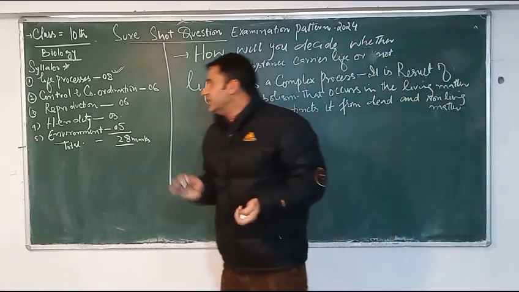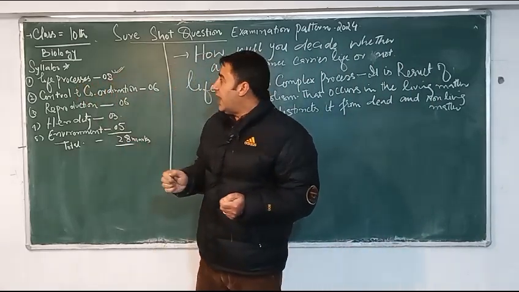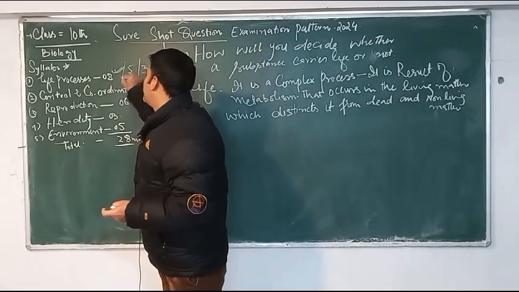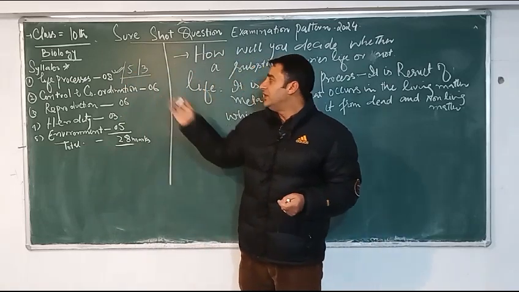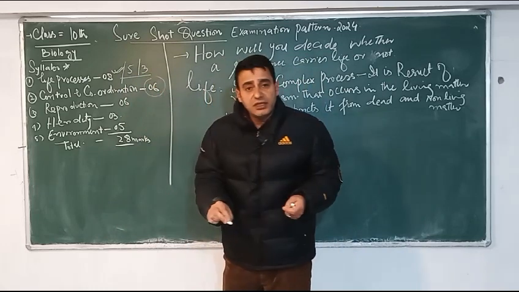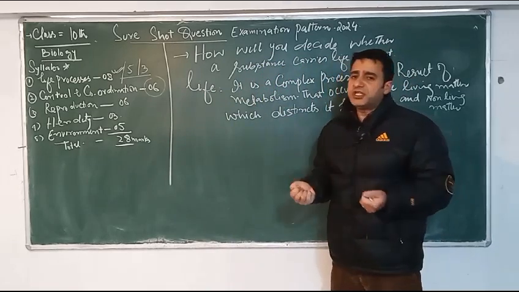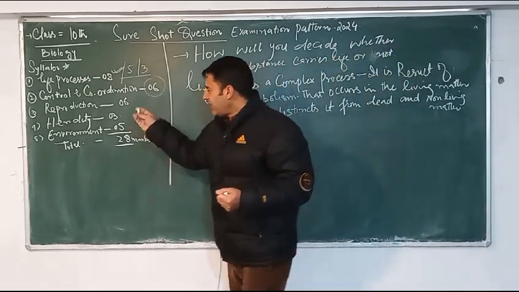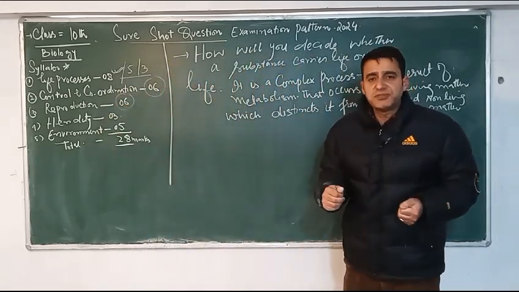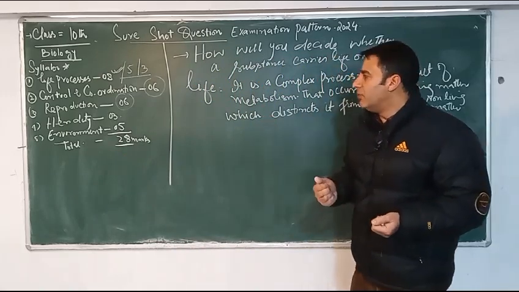The syllabus of biology is given here. It has life processes carrying 8 marks, and there is a probability of a 5 marks question and a 3 marks question from this unit. Then there is control and coordination that carries 6 marks. Hence, there is a probability of 1 mark, 5 marks, and 3 marks questions. Then it is reproduction in organisms carrying 6 marks, with the same pattern: 5 marks probability, 3 marks probability, 1 and 2 marks probability.